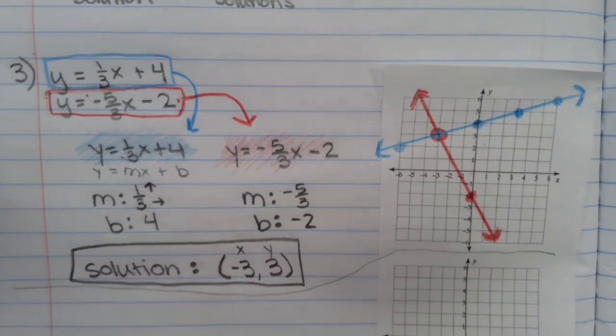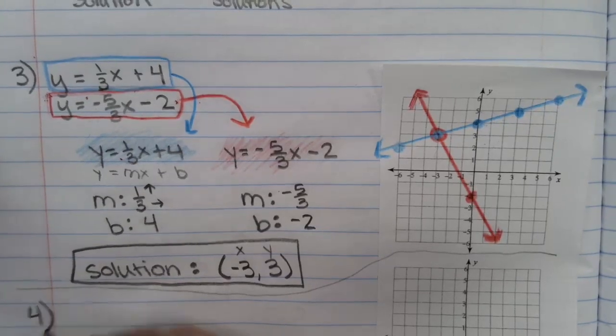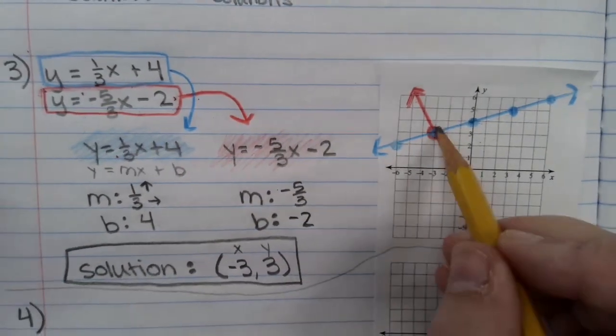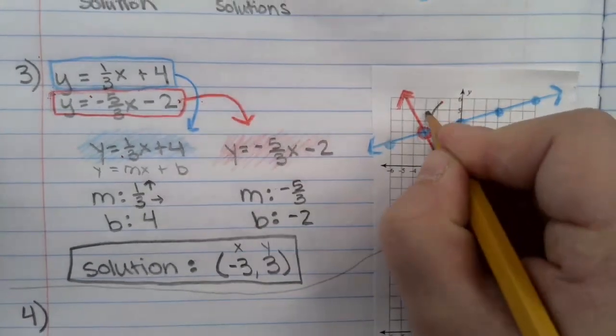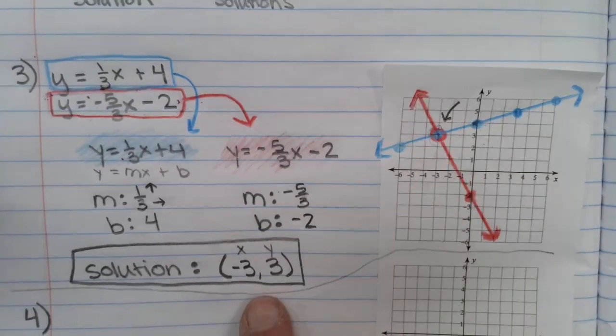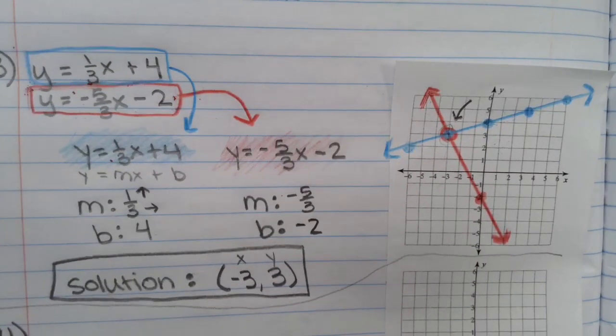I wasn't supposed to write that big. So number 4 is going to be down here. But we're going to use this next graph. Okay, that part where they cross, that is our solution. If you need to do a little arrow there, to show that that's what we were looking at for that negative 3, 3. That's our answer.